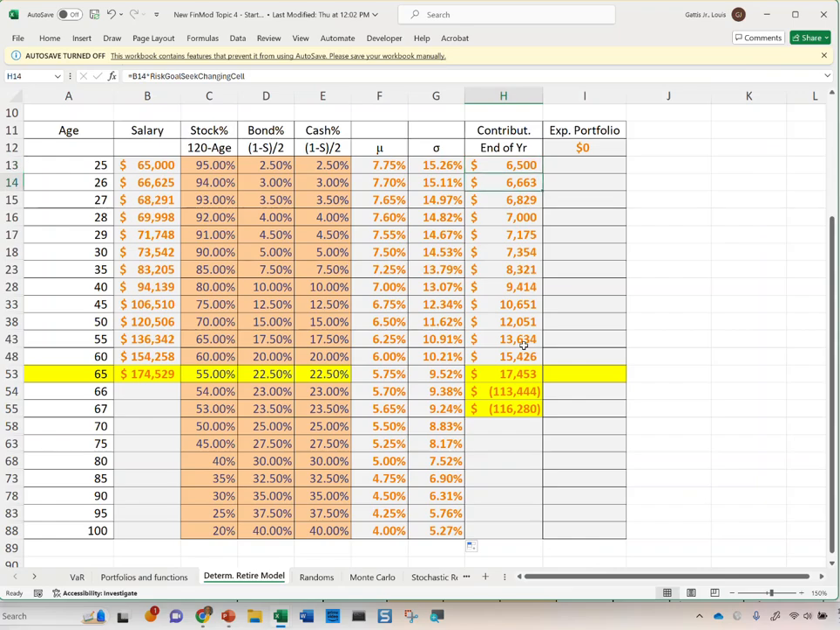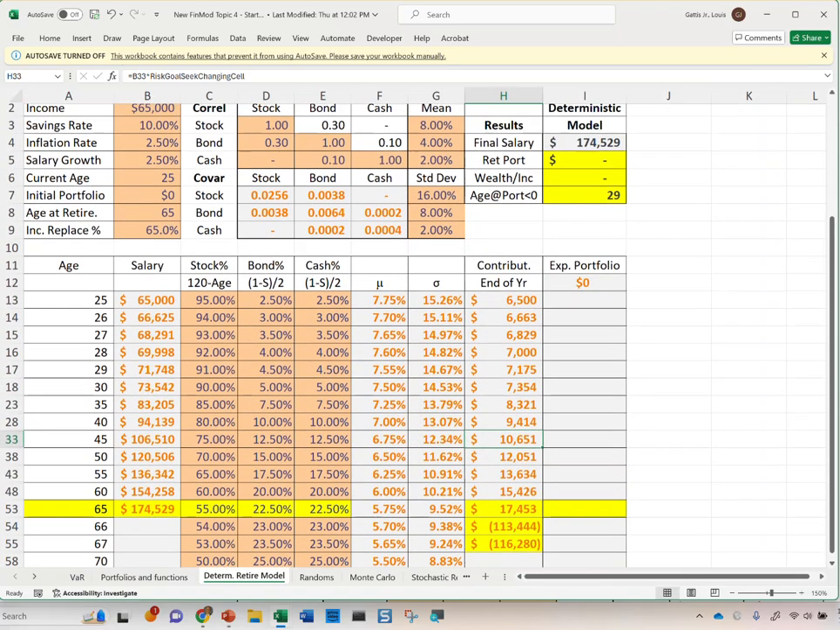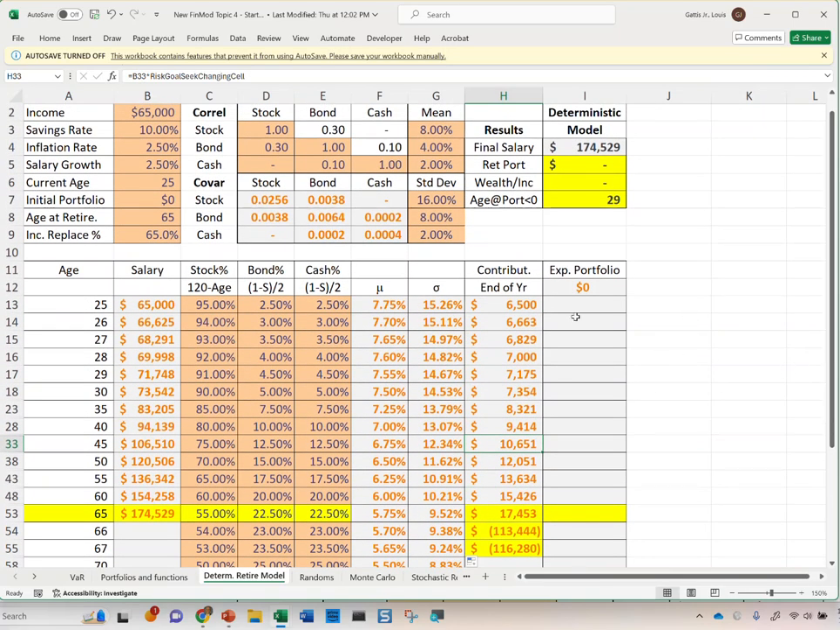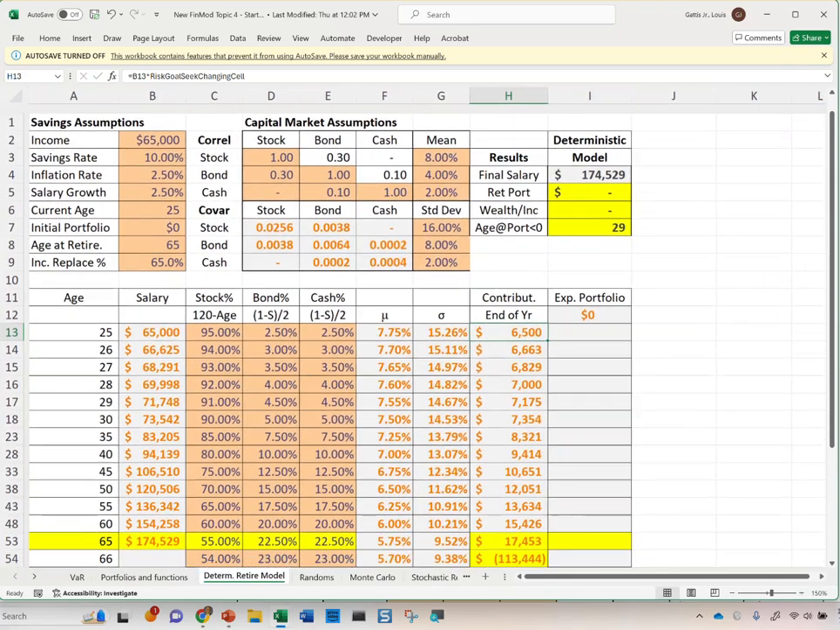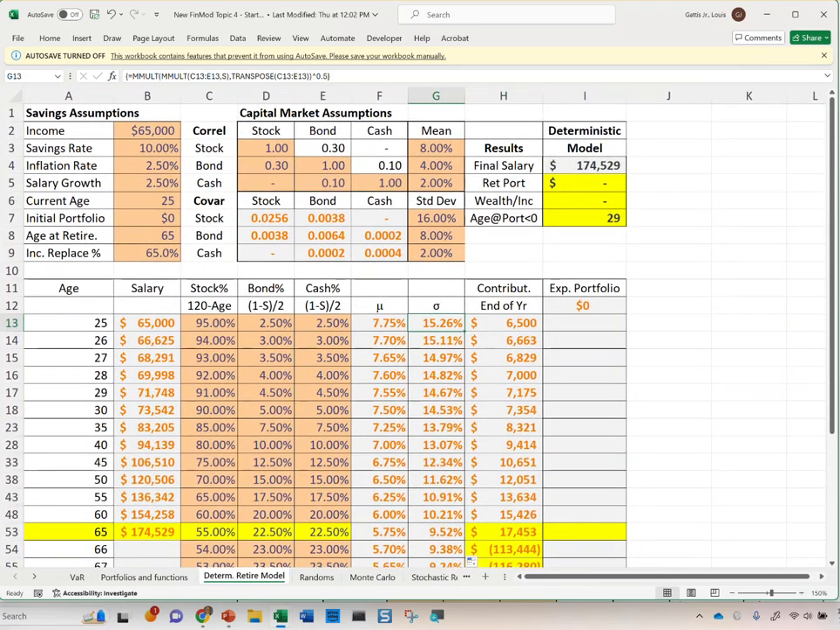Notice, well, let's do our portfolio. Okay, so we said our contributions are going up with our salaries. And let's do our end of year portfolio balances. I'm assuming that these are end of year contributions. So let's do this formula: my portfolio balance times 1 plus the mean, plus my contribution.